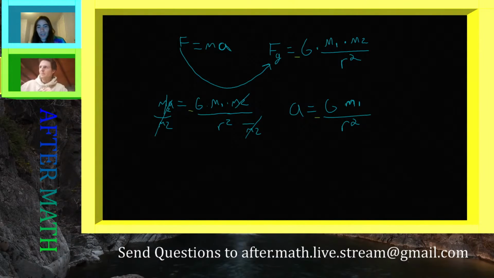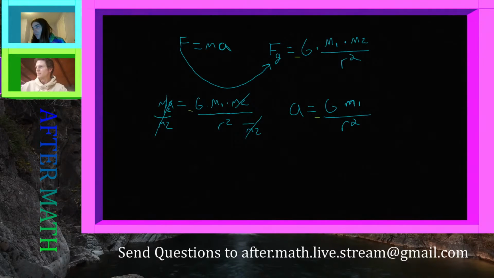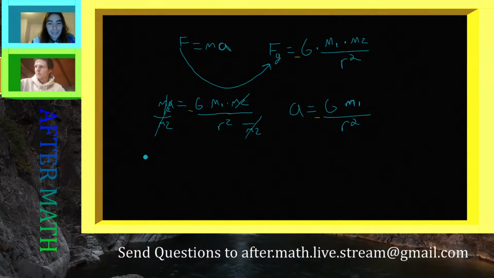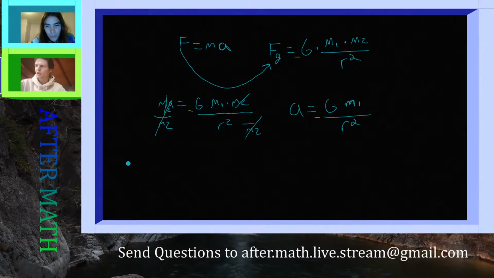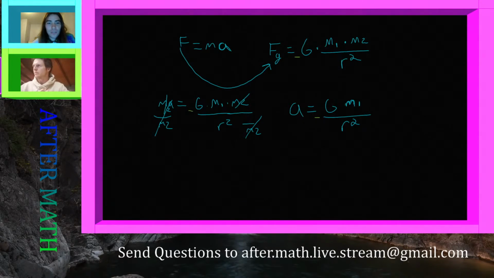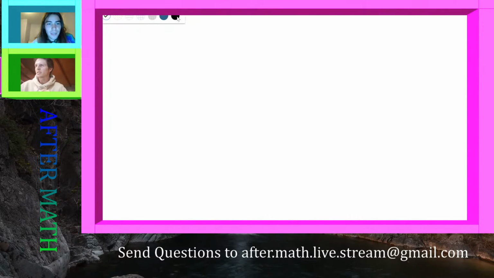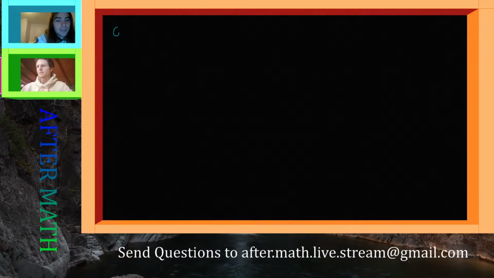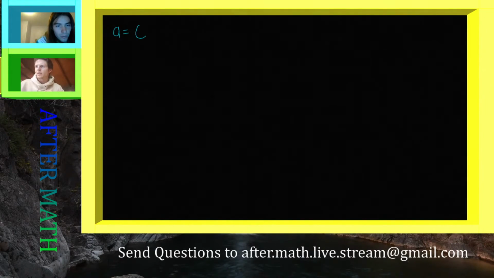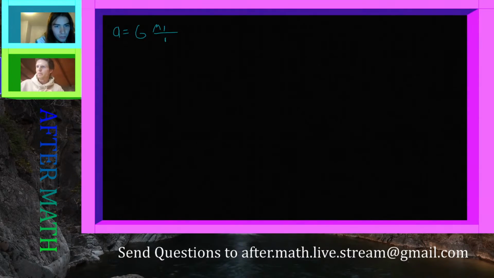The goal of tonight is we want to be able to calculate how fast something's going to have to be going to stay in orbit, depending on the radius at which it's at. So from there we can go ahead and say that... Let's get a new page. I will write that equation here again. A equals G mass 1 over R squared.